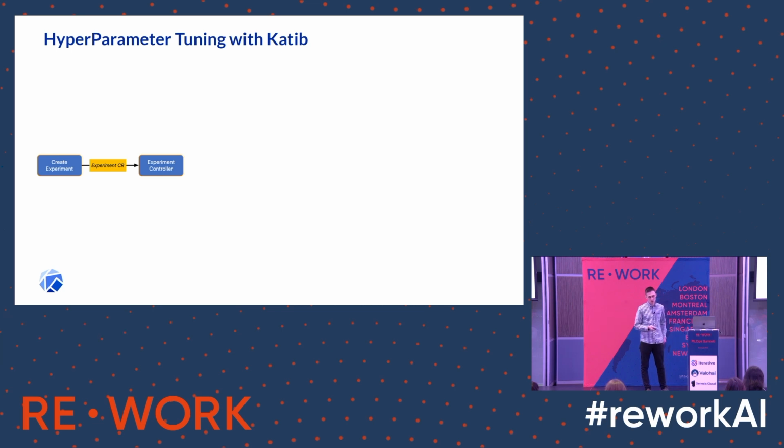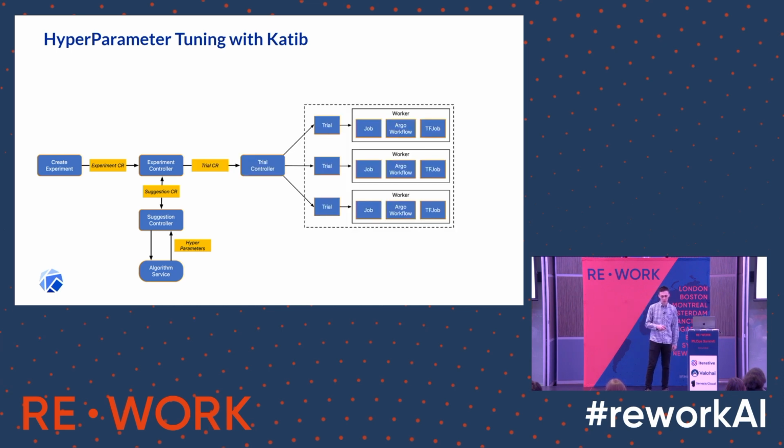Basically, the user just creates an experiment. We have an experiment controller, which handles the CR. Then we have a suggestion controller, which is responsible for spawning the algorithm service for you, and the algorithm service just produces hyperparameters. The next step is the trial controller, which spawns the trials, and each trial is a training job, which basically can be anything.